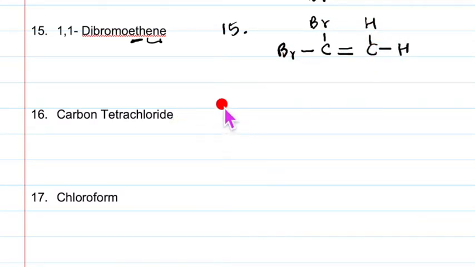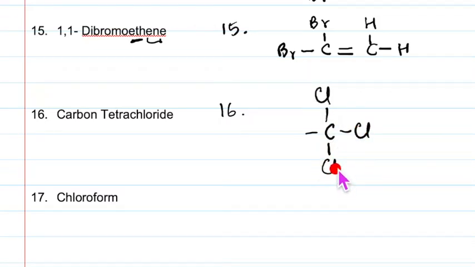Okay, let us come to the 16th one, carbon tetrachloride. Carbon tetrachloride is very simple. You should be able to do on your own. This is your carbon tetrachloride. There are 4 chlorines added to this carbon, so carbon tetrachloride.